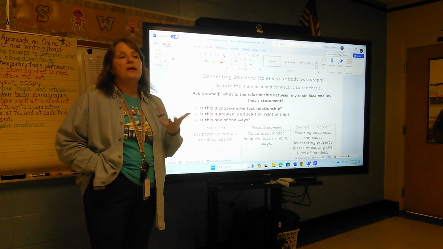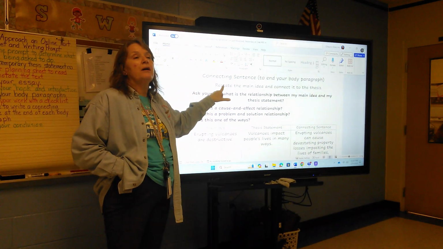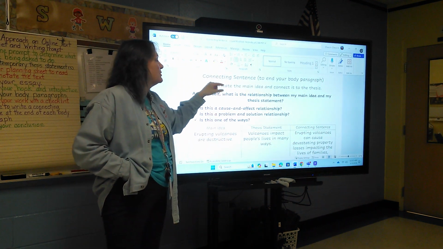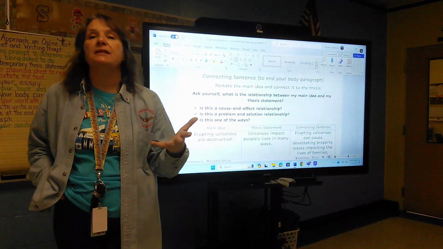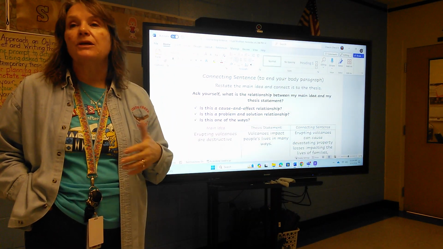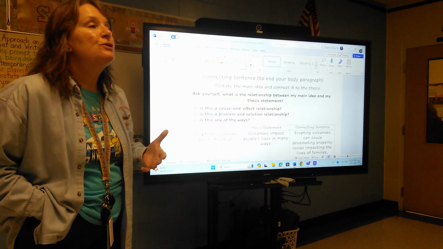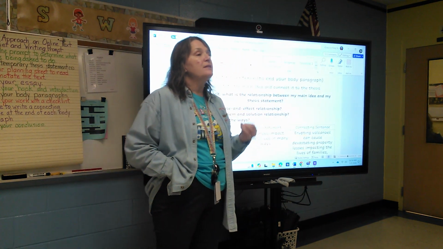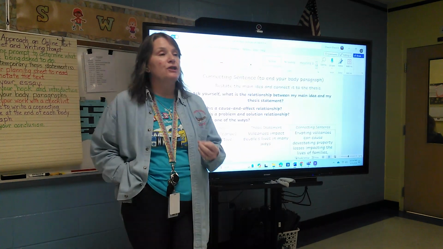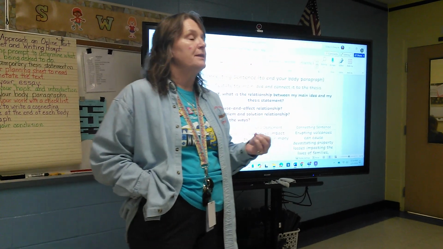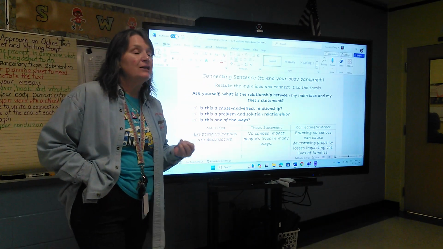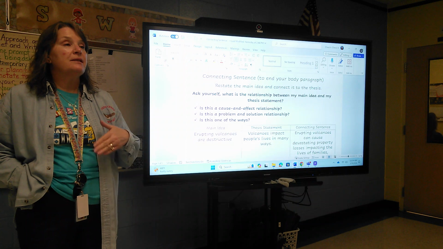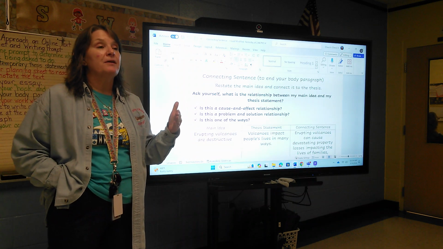This is what you see on your checklist. At the very bottom of the body paragraph, eyes are up here. You see it says, restate the main idea and connect it to the thesis. I get a lot of questions. What does that mean? How do I do that? Basically, the final sentence in your body paragraph should contain the important words in your thesis and your main idea. What I'm seeing from a lot of you is that you know you're supposed to do something there.